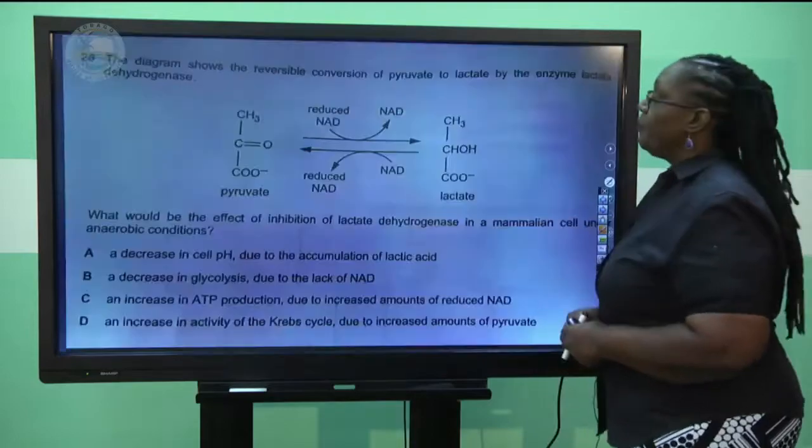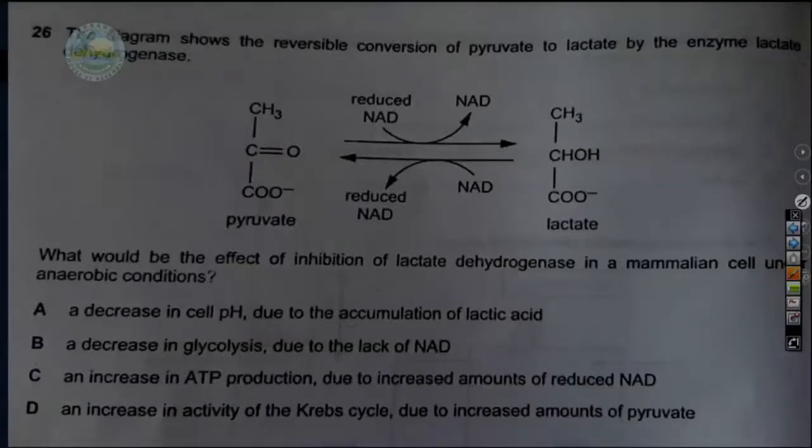One more question. This one, I hope you've seen it clearly. It's a bit dark. The diagram shows the reversible conversion of pyruvate to lactate by the enzyme lactate dehydrogenase. Okay? And they're showing you this process. This is pyruvate. Remember, pyruvate has 1, 2, 3 carbons in it. And to lactate, remember there's no carbon dioxide loss, so lactate also has 3 carbons in its structure.